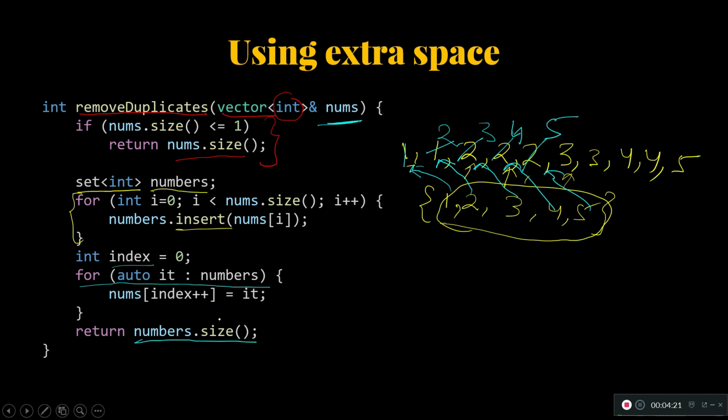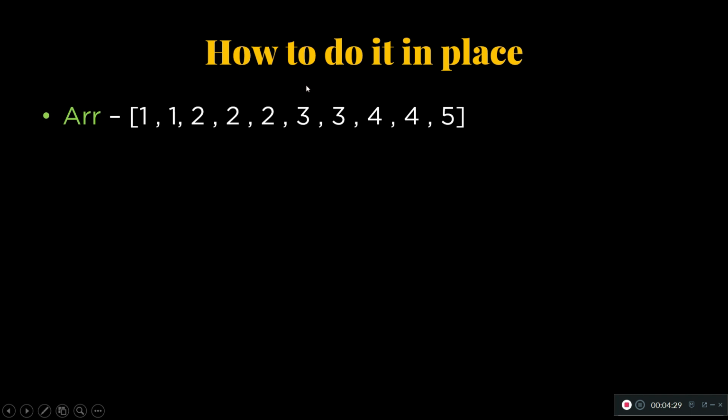Now can we do better than this, without using any extra space? So let's think how to do it. We have this array which has these elements, which are already sorted. We have to return only the non-duplicate elements.